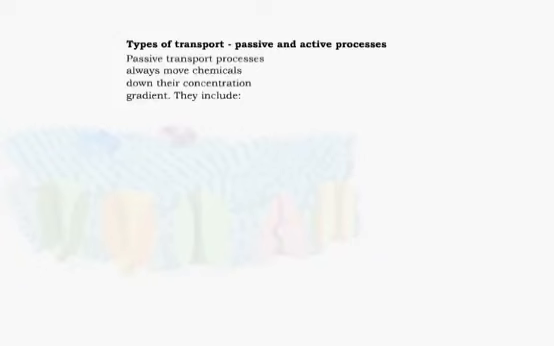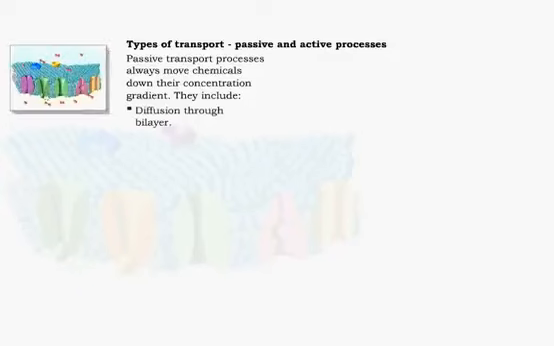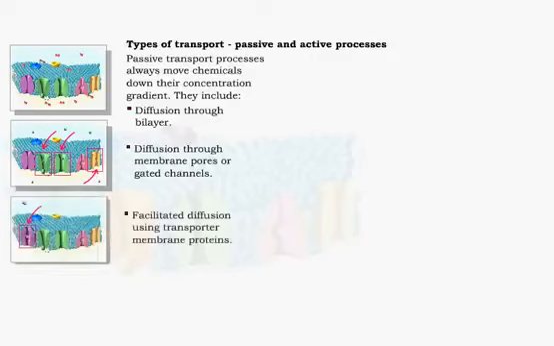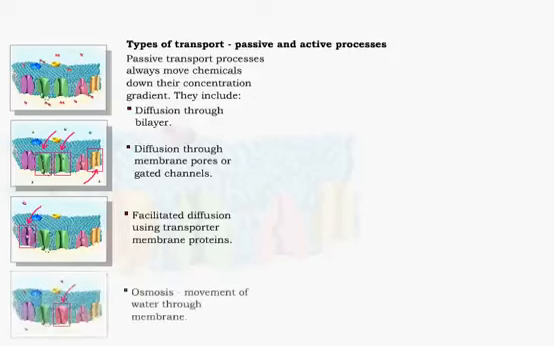Passive transport processes are driven by concentration gradients. They include diffusion through the bilayer, diffusion through membrane pores or gated channels, facilitated diffusion using transporter membrane proteins, and osmosis.